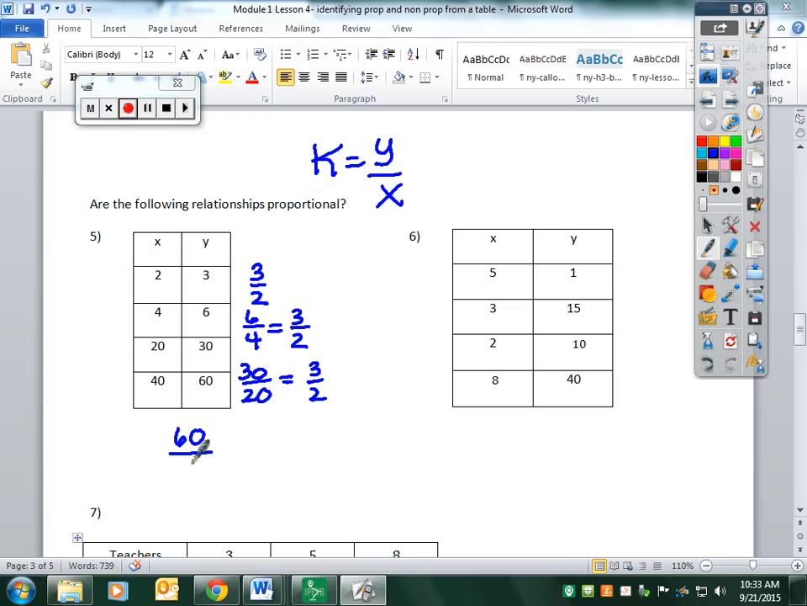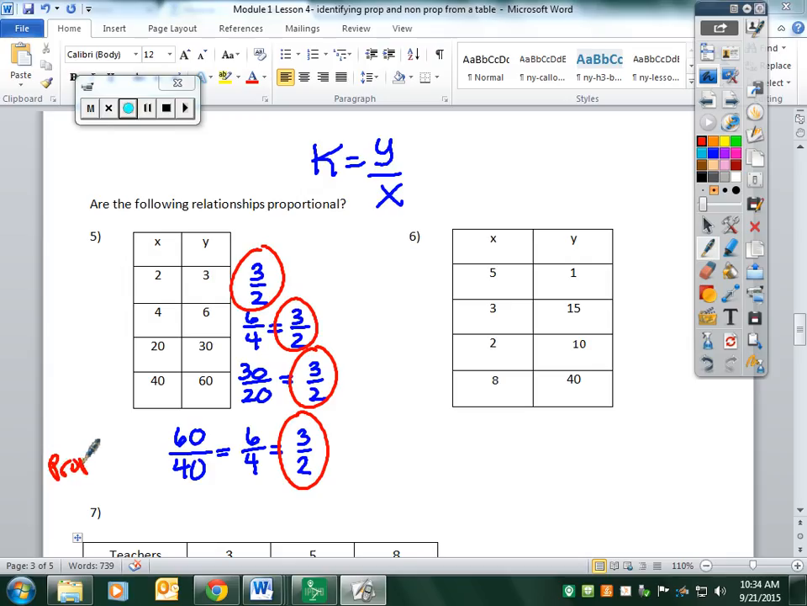Remember that we're always dividing y over x. 60 over 40, I could divide by 10, I could divide by 20. If I divide by 10, you see that right now it doesn't look the same, but this is not in complete simplified form. If I divide by 2, I get 3 over 2. Since each one of these ratios, 3 over 2, 3 over 2, 3 over 2, and 3 over 2, is the same, I know that this relationship is proportional. And if your teacher were to ask you what the constant of proportionality is, my constant of proportionality then is my 3 over 2 in each one of those cases.